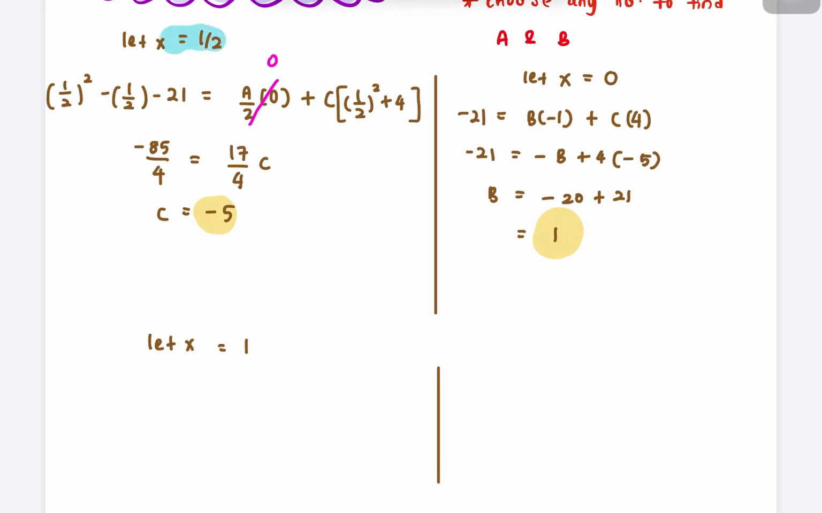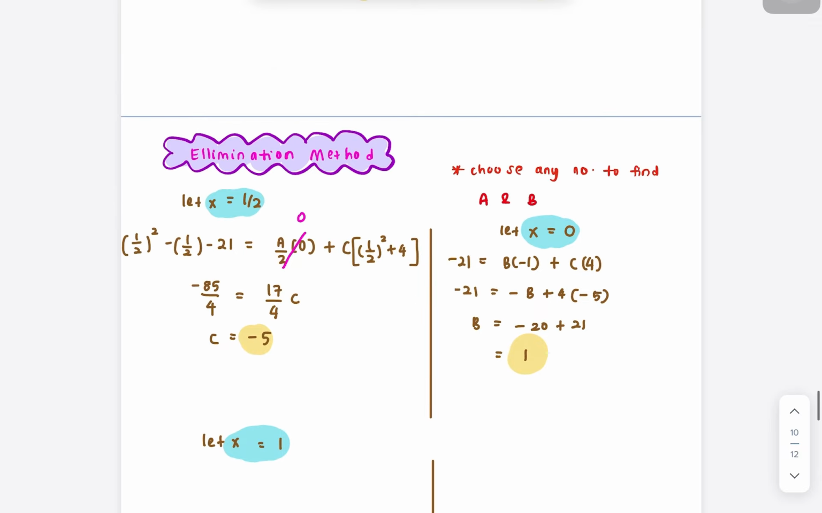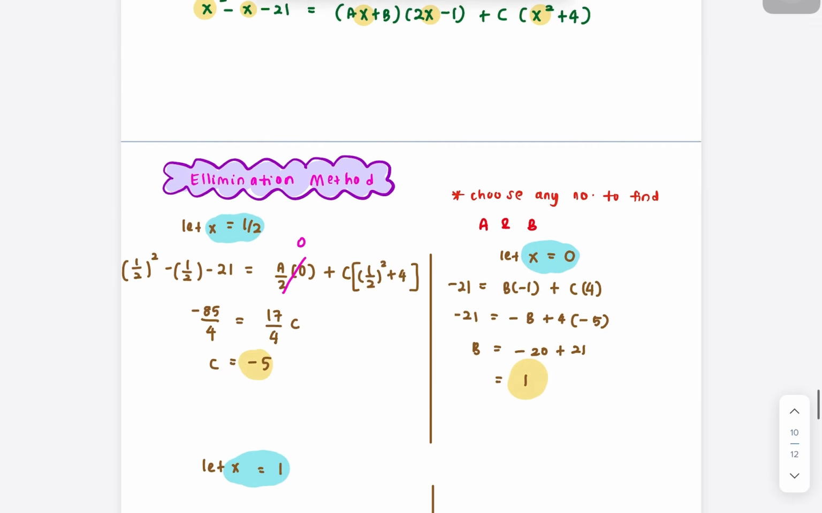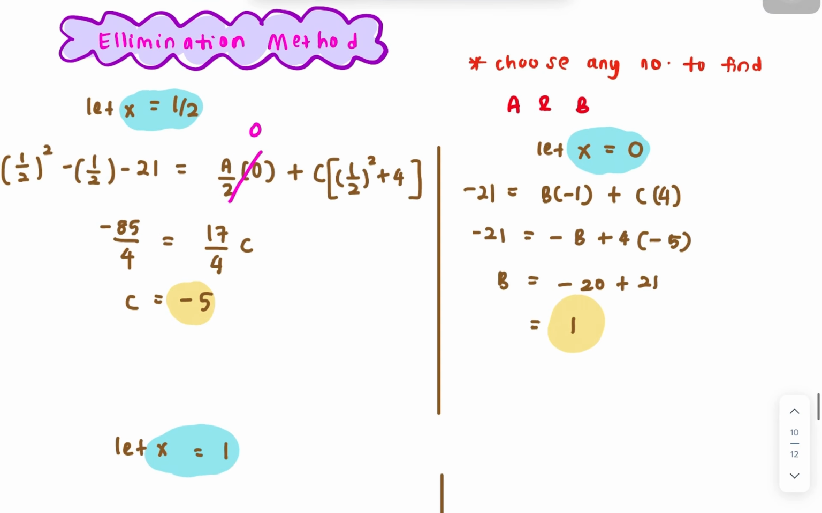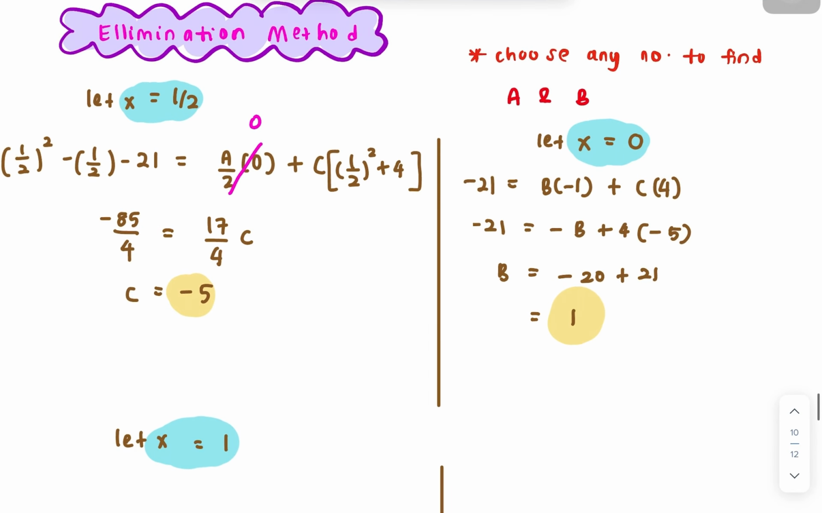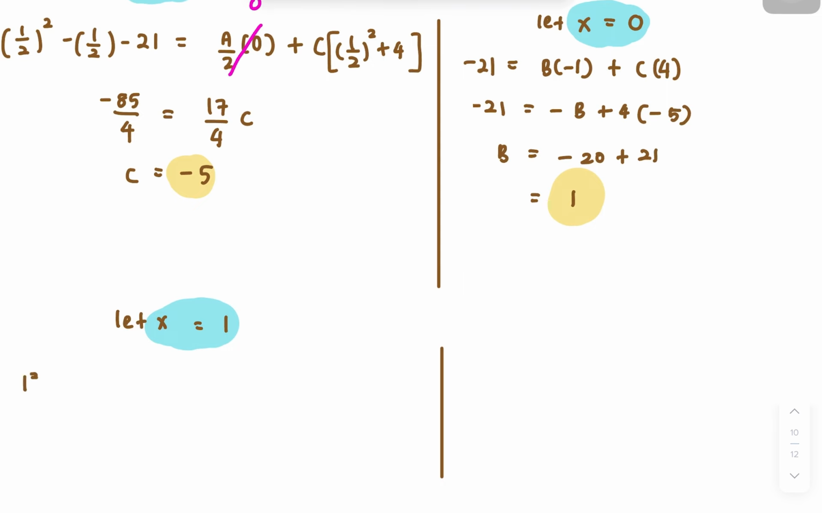So starting from 1 squared. 1 squared is 1. So Madam just writes as 1. Minus 1 minus 21 equal to, you have ax plus b. x will be 1. So a plus b.